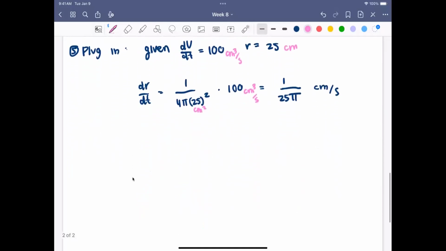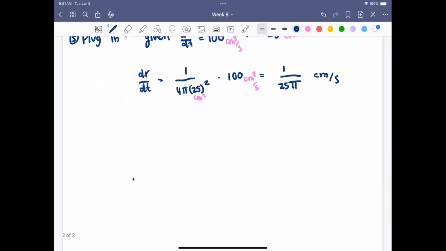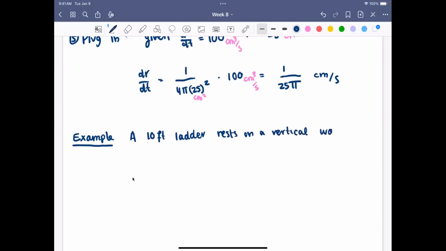Okay, so we'll do another one. This one's kind of different. It doesn't have to do with a volume. So for this one, we're going to have a 10-foot ladder, and it rests on a vertical wall. And the bottom starts sliding away from the wall.